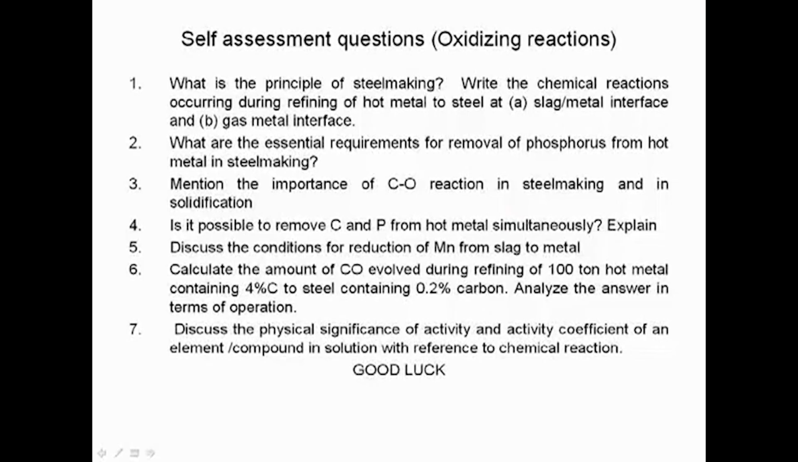Discuss the conditions for reduction of manganese from slag to metal. Calculate the amount of CO evolved during refining of 100 ton hot metal containing 4% carbon to steel containing 0.2% carbon. Analyze the answer in terms of operation. All that I wanted you to understand is how much amount of CO will be evolved and what its implication is in terms of foaming of the slag, and in terms of easy escaping tendency from the atmosphere.